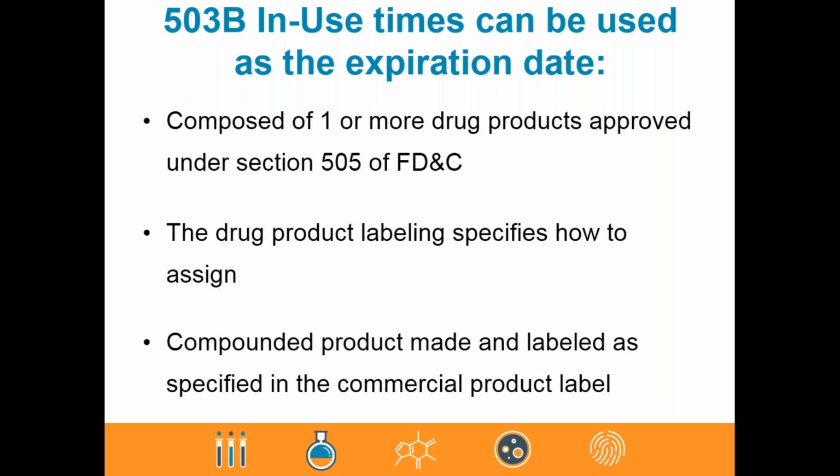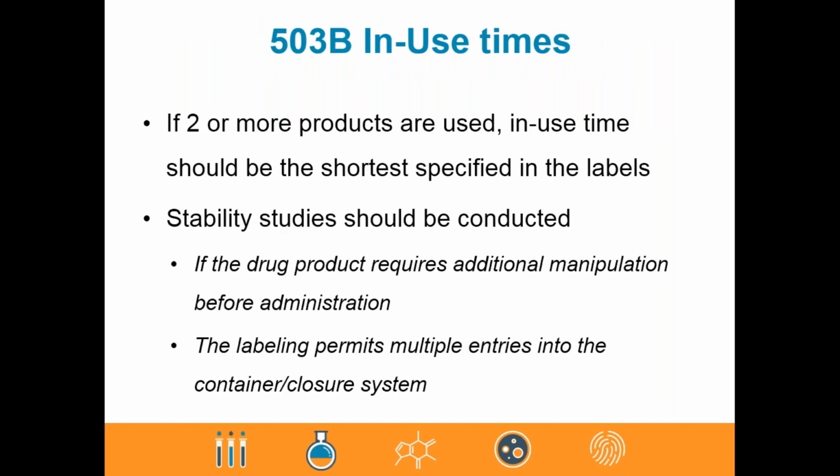So again, look at your product labels, very similar to the 797. Those were if it was a single product. If you're using 2 or more products to look at in-use times, you need to use the shorter of the 2. So take the most conservative route. If you're doing any additional manipulation, or if you're doing multiple entries into the container closure system, you can't use the in-use times. You need to do stability studies.